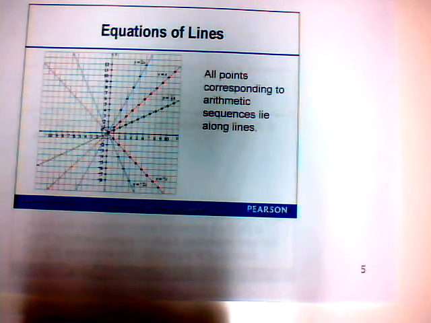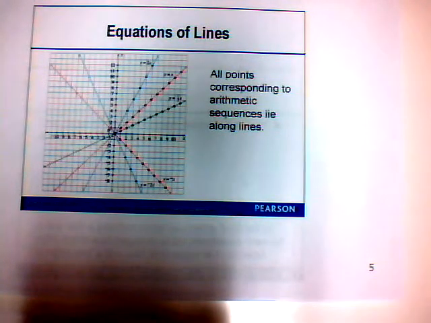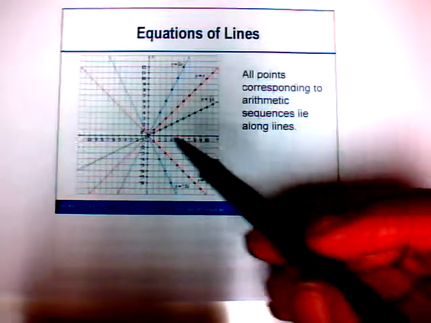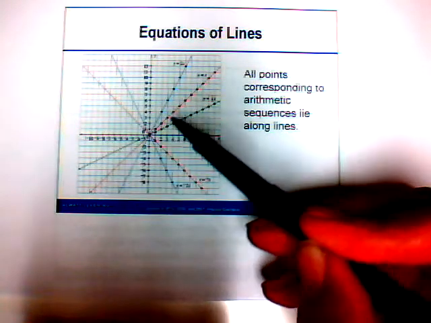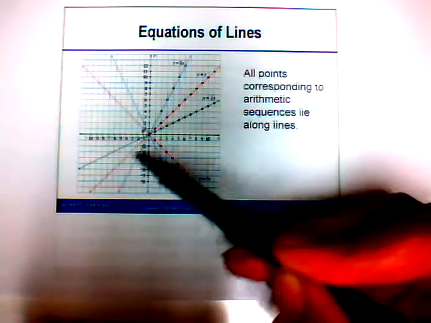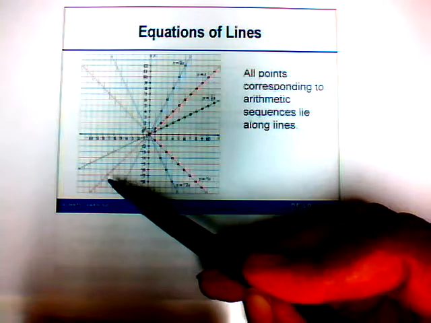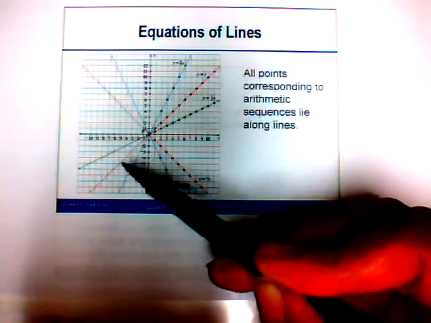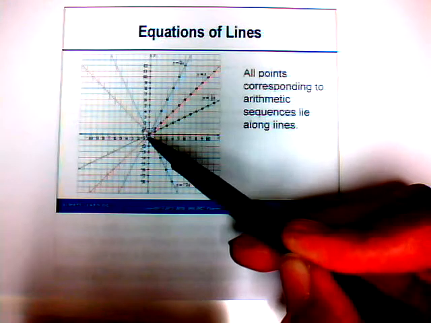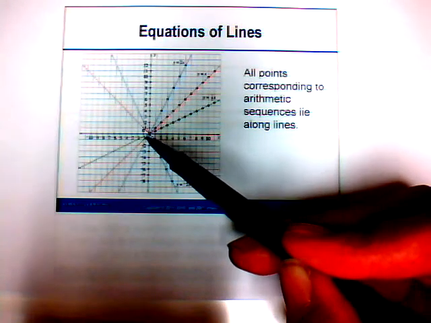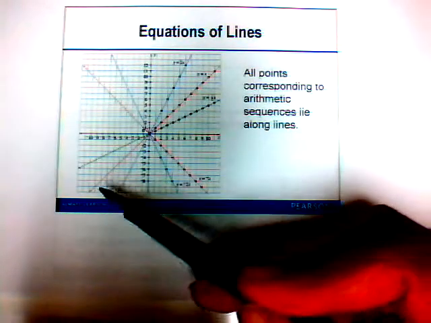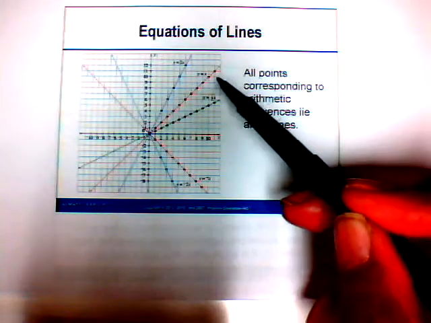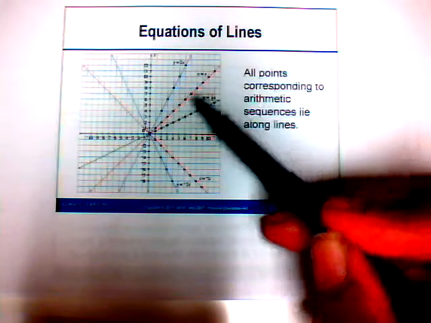Okay, all points corresponding to arithmetic sequences lie along lines. Now in this case here, this red line in the middle that I'm tracing here represents the equation y is equal to x. That means if x is 1, y is equal to 1, x is 2, y is equal to 2, or if x is -1, y is equal to -1, and so on. So whatever x is, y is going to have that same value.